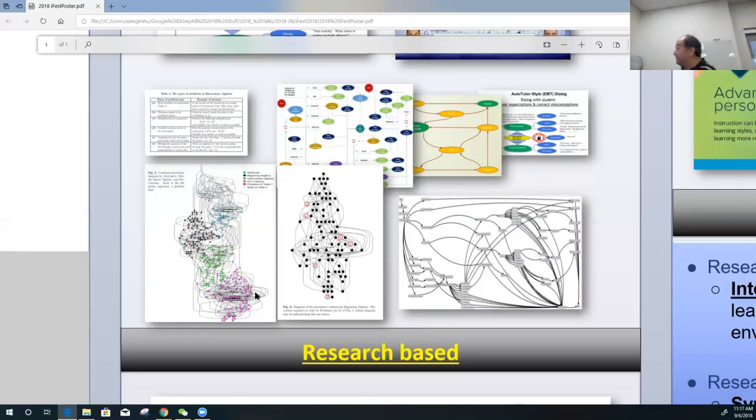But for the left bottom, the graph, why is the graph so tangled? Okay, so if you consider that in ITS, there is Kurt VanLehn, one of the researchers that we worked with in the past. He's very famous for trying to classify different kinds of tutoring moves. One is called the outer loop, which basically says what to learn next. The other is called the inner loop: how do you learn next?